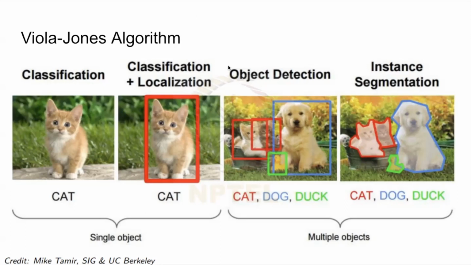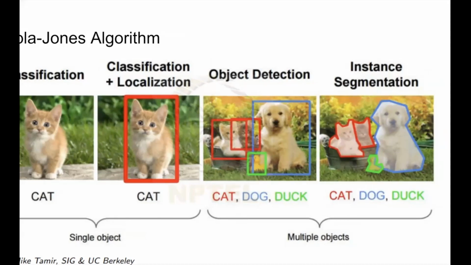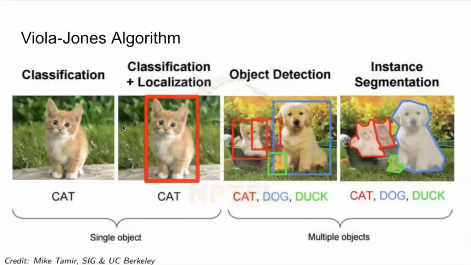If we go to the second image here, where we have a primary object in an image, along with classifying the object as some animal or object, we're also localizing it. We're saying there is a cat in this image, as well as the cat is here. We can say that the cat is in this part of the image. We're localizing it, giving a bounding box around it.